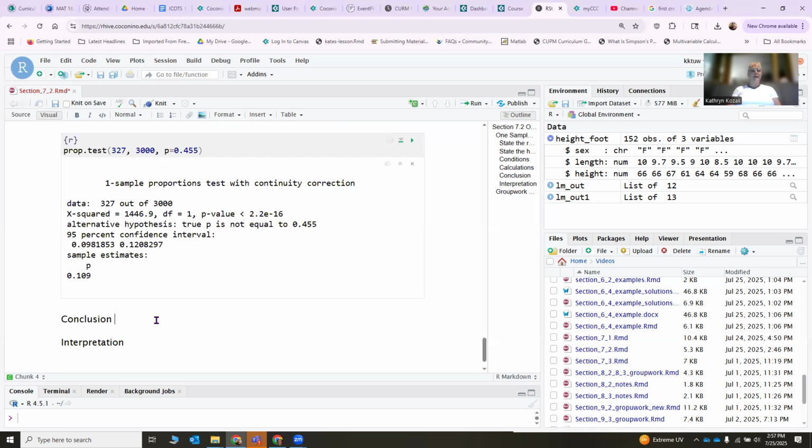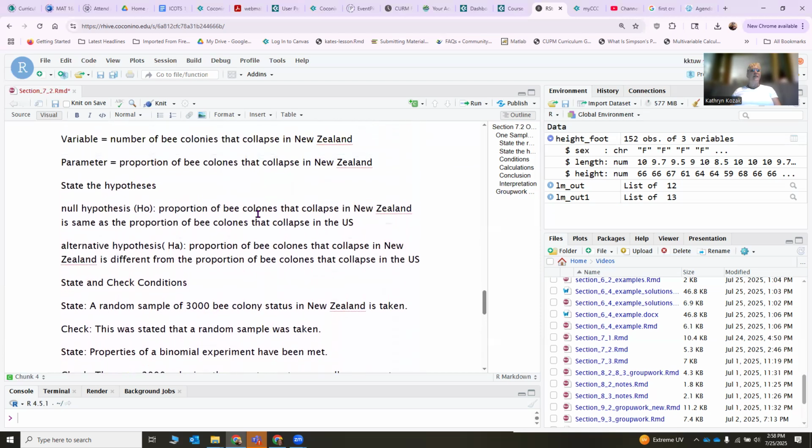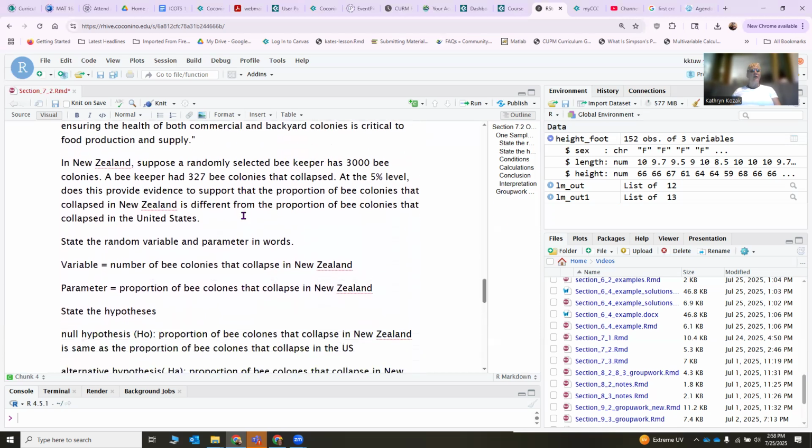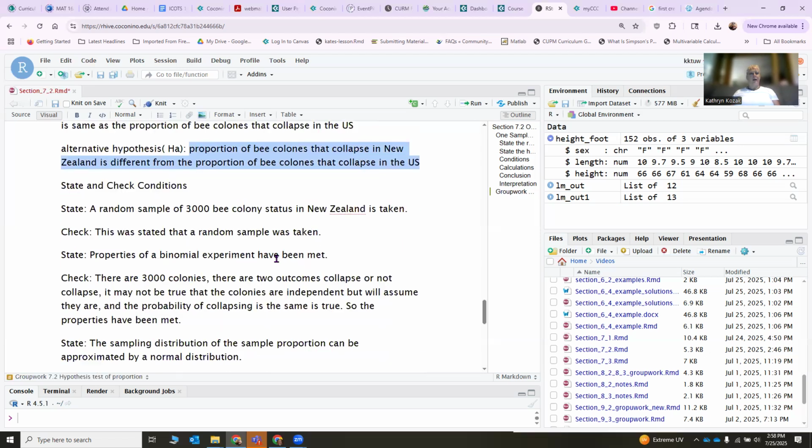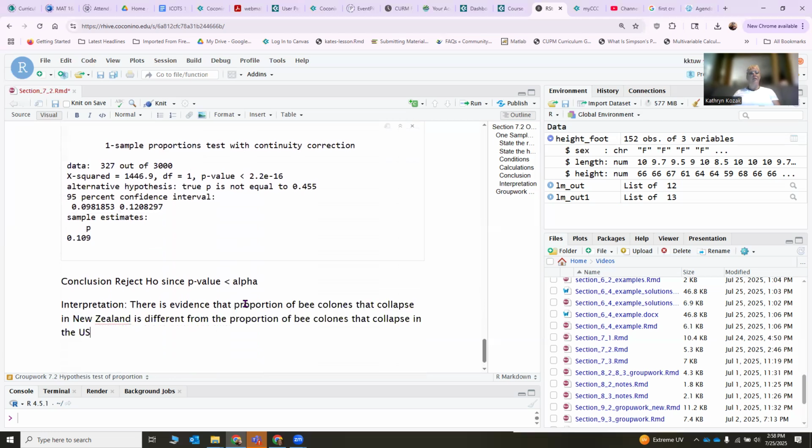So we can say, since that is much less than 5%, we can reject H0 since the p-value is less than my alpha. And the interpretation of this would then be, there is evidence that, and this is where you can just go grab your HA. Our HA in this case is right here, our alternative hypothesis. So we can just plug it in there, that it is different, and we're done.